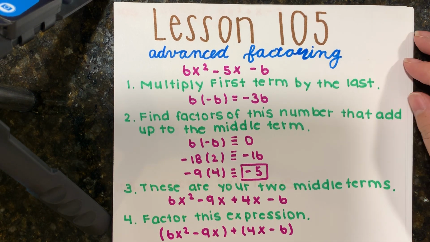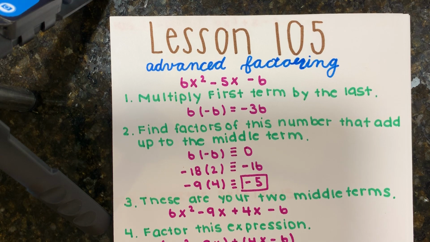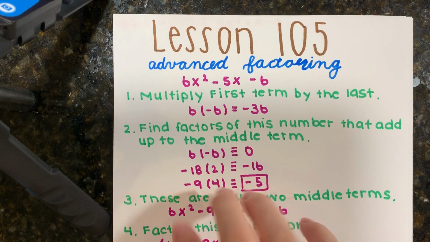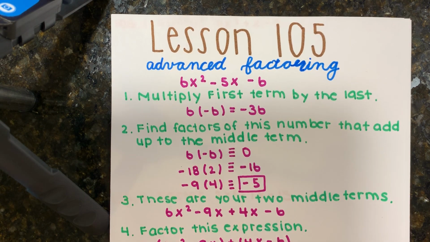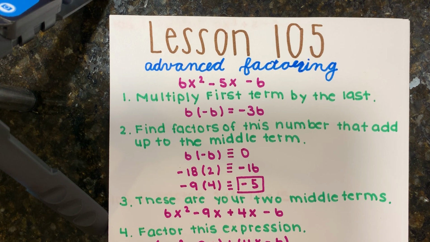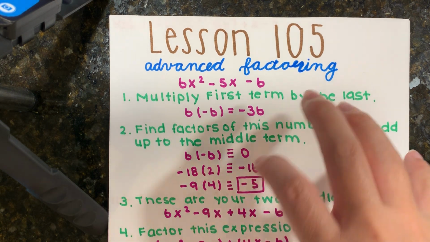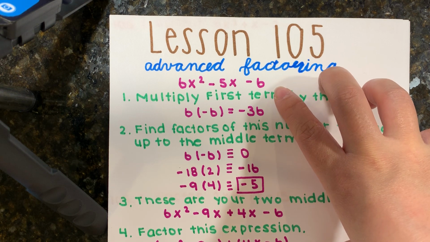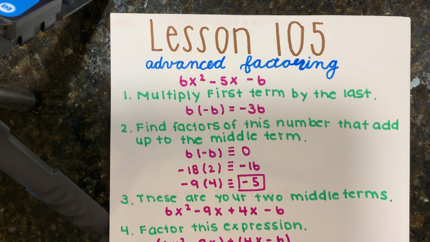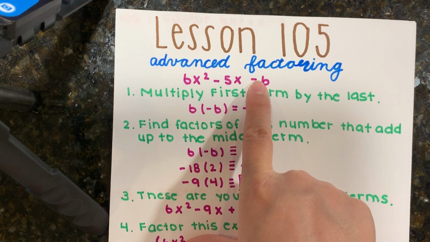Okay, so what we're going to do is begin with something called advanced factoring. We're going to be given an equation that looks something like this: 6x squared minus 5x minus 6. We're going to factor this into two separate expressions, and we're going to follow 5 steps to do this. I would take notes on this because you can use it when we're going through these types of problems.